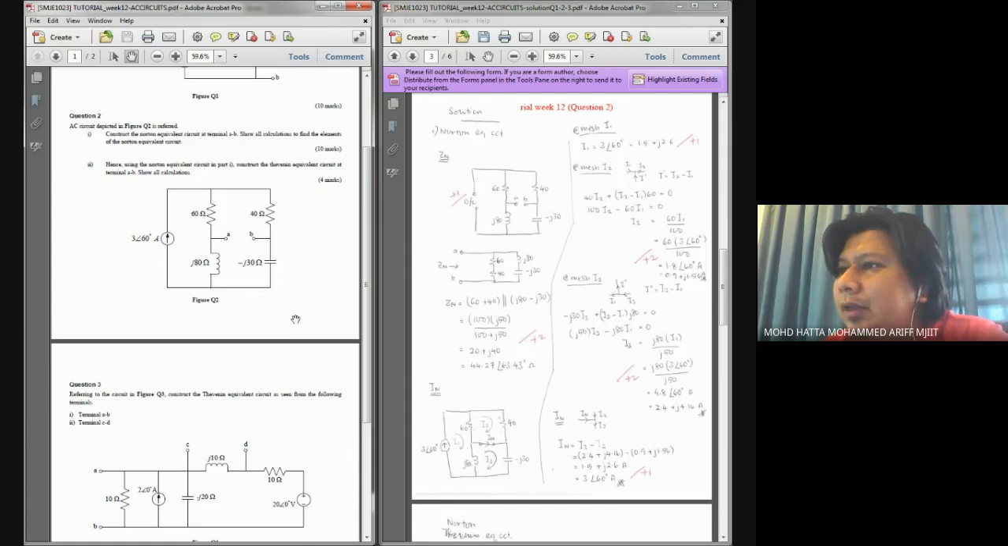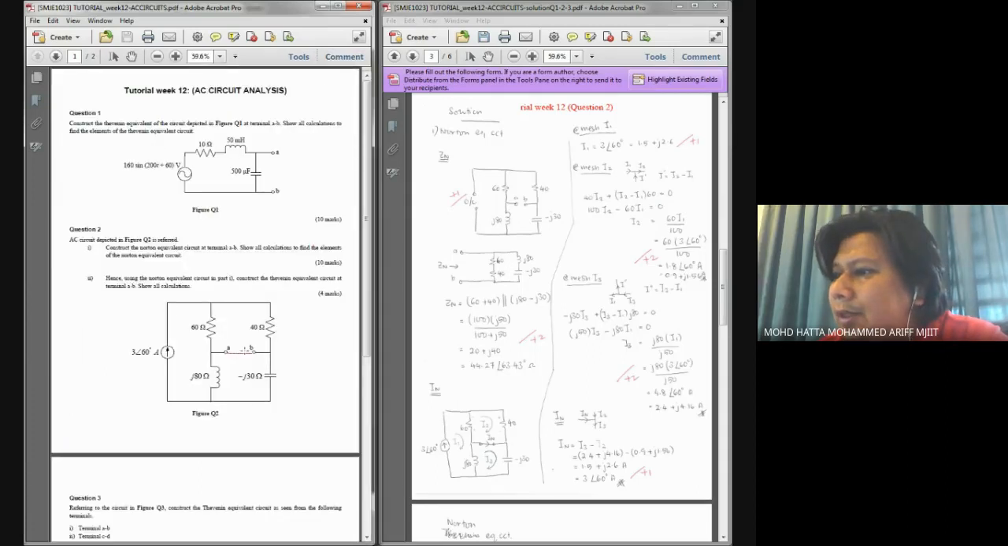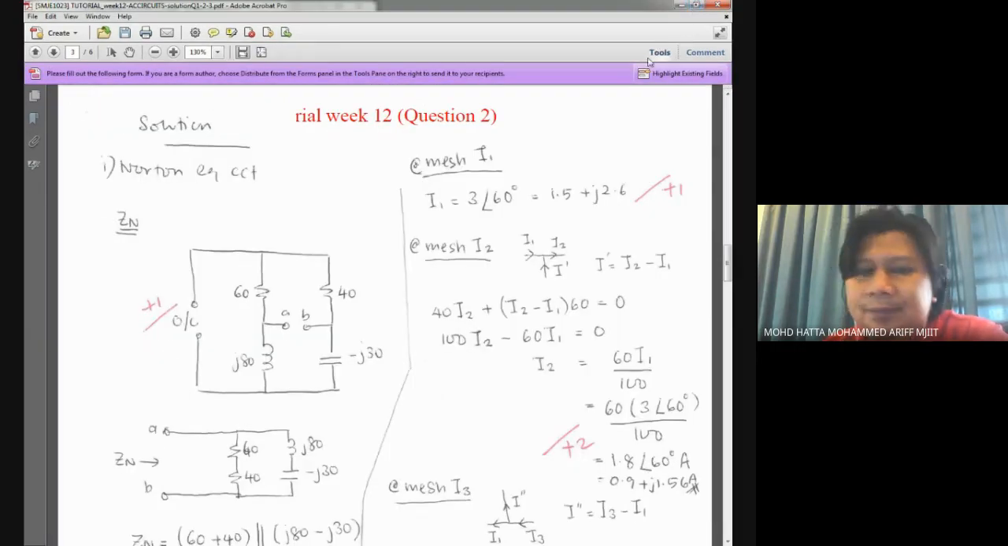Now, in order to construct a Norton equivalent circuit, we know that for Norton we need to find the Zn and also the value of In, the current flowing through this circuit. It's In over here. We need to calculate the current here, and later on draw the parallel connection of In and our Zn. Okay, we proceed with the solution.